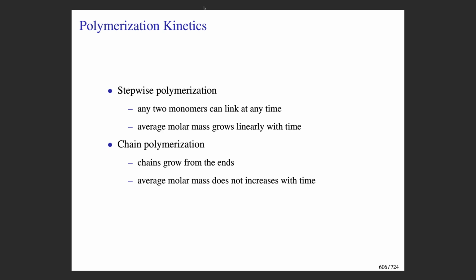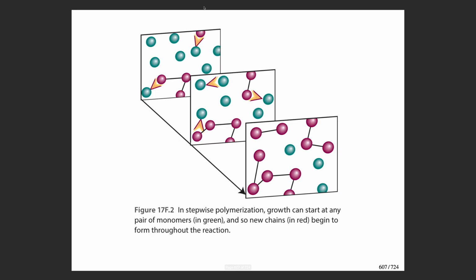One is called stepwise polymerization. This is where any two monomers in your reaction mixture can link up at any time. The main thing to remember, the key takeaway, is that the average molar mass of the polymer grows linearly with time. So the longer you let the reaction go, the bigger your polymers. Here's a diagram illustrating the stepwise polymerization. These green spheres at early time represent your monomer, and then any two can link up to form the next generation of polymers.